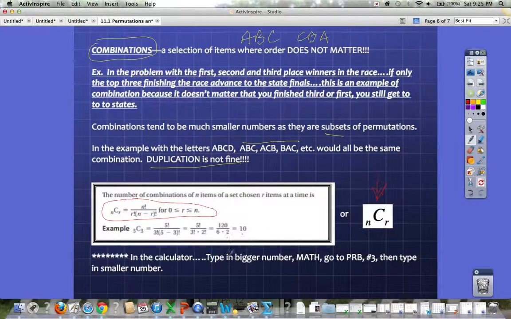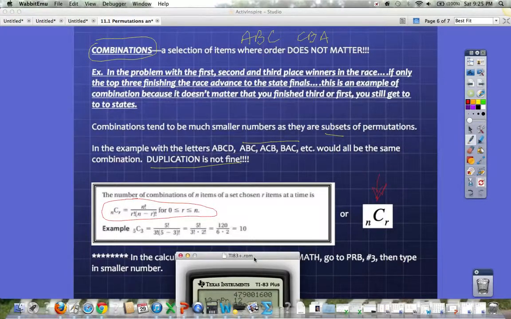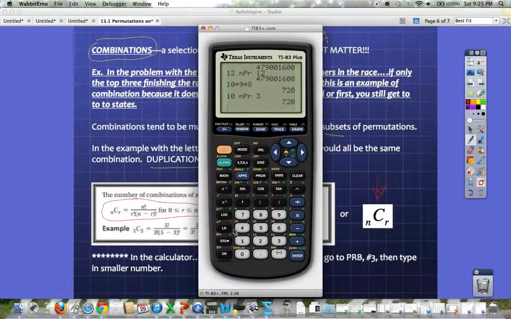In the calculator, you're going to type the bigger number in, push math, go to the PRB, and then this will be option number 3 in your calculator. And as you can see, let's go back to math, probability, and you see right here number 3 is NCR, right? So you either use permutation with the P or a combination with the C in your calculator.